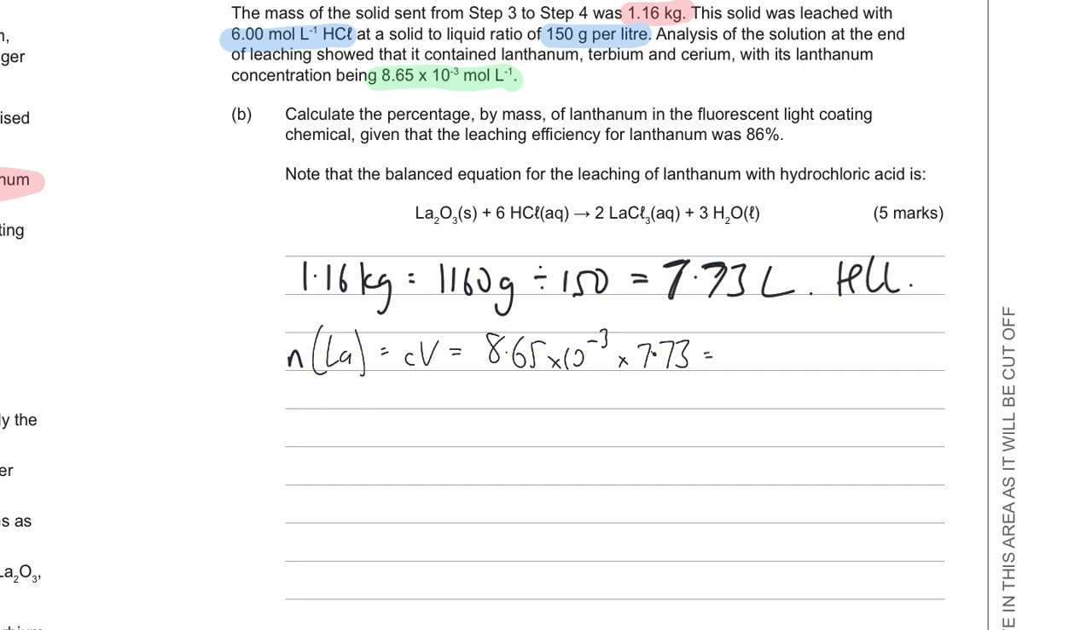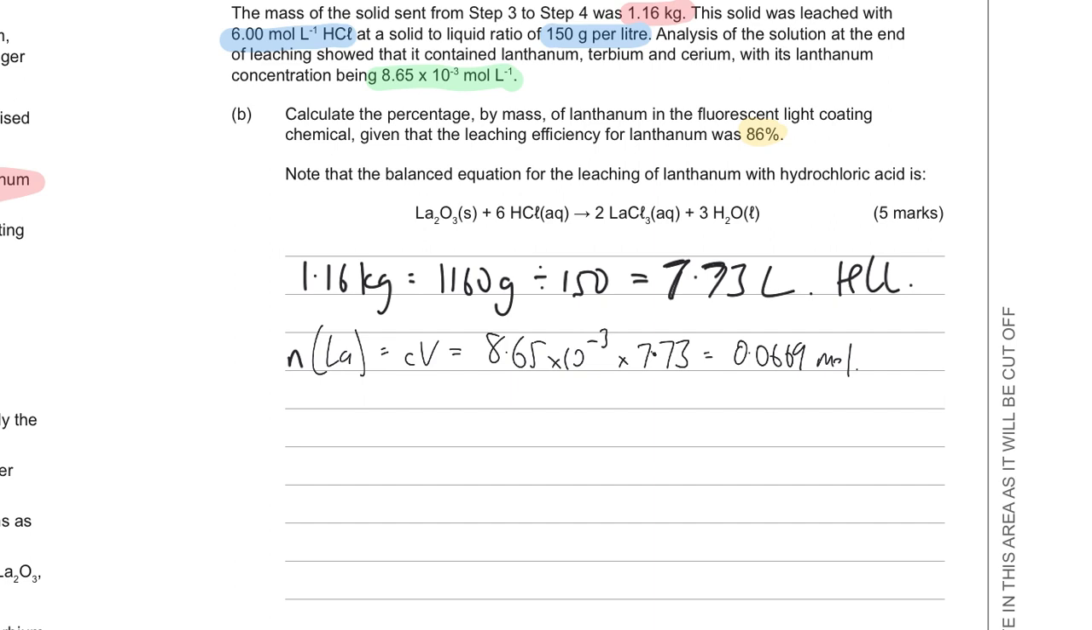Okay, so that will be the number of moles within that solution, and that value will be 0.069669 moles. Okay, once I have that, I have to work out the idea that this did not occur at 100% efficiency. It only worked out at 86% efficiency. So that's the number of moles that was extracted, right?